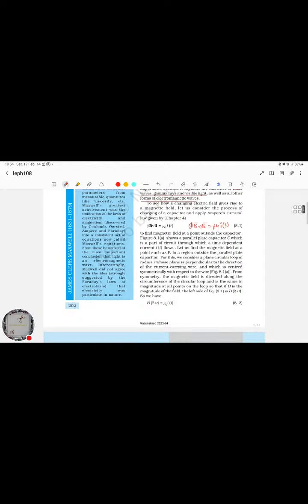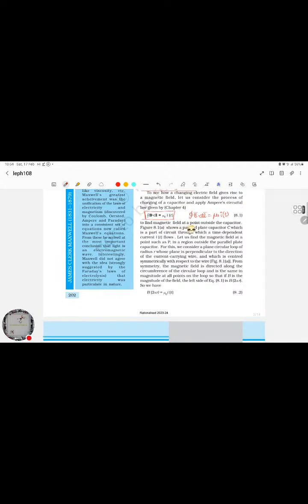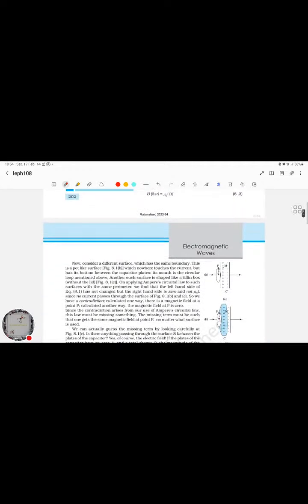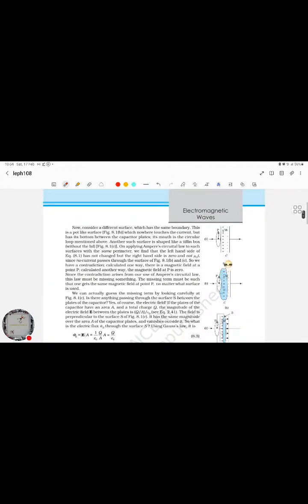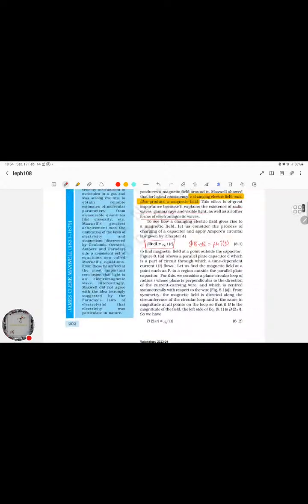So let's first consider the Ampere circuital law, to find the magnetic field at a point outside the capacitor. Outside the capacitor, if we have to find the circuital law, then we will have to multiply mu naught with the amount of current that is passing through that particular closed surface at that particular instant of time. So figure 8.1a shows, so I think this is the figure they're trying to say.